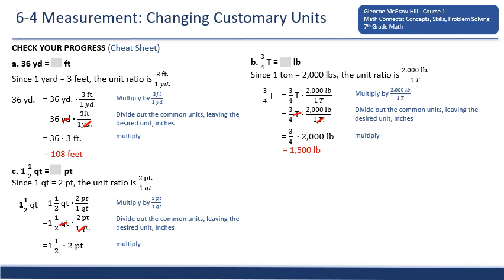And if we multiply that, remember we have to convert 1.5 to an improper fraction. And we get 3 over 2 times 2, which would be 6 over 2, which would simplify to 3. So 3 pints.